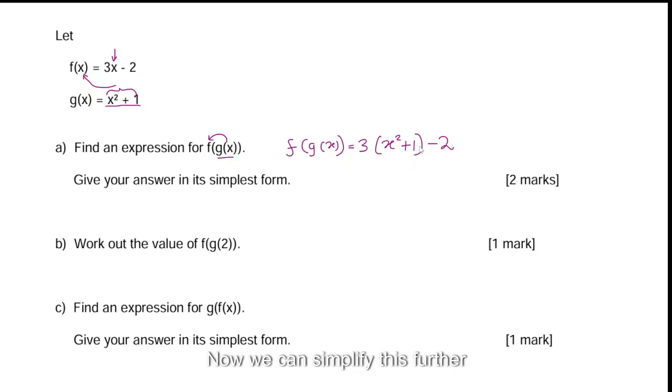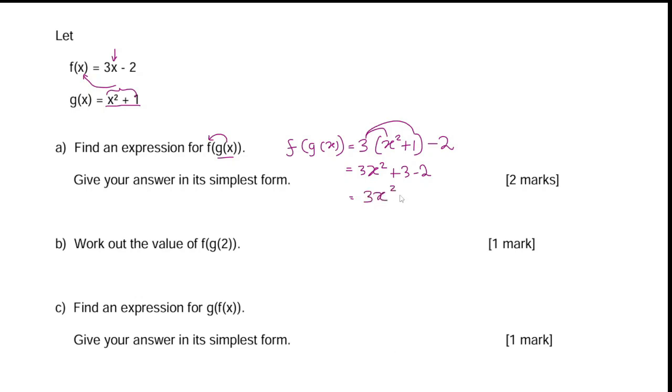Now we can simplify this further. 3 times x squared, 3x squared plus 3 times 1, 3 take away 2. So my final expression is 3x squared add 1. That's the first part. Work out the value of f of g of 2.